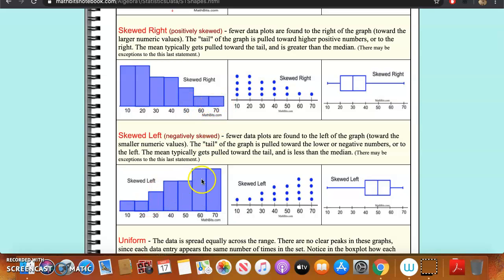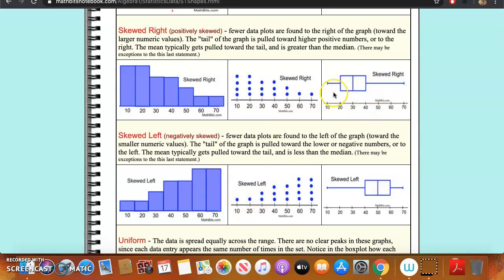And likewise, if the dog or the cat is here, then it seems like its tail is to the left. Okay? Skewed left, skewed right. Same idea with our dot plots, right? Skewed right, majority of your data is to the left, so it's skewed right. Majority of your data is to the right, so it's skewed left.